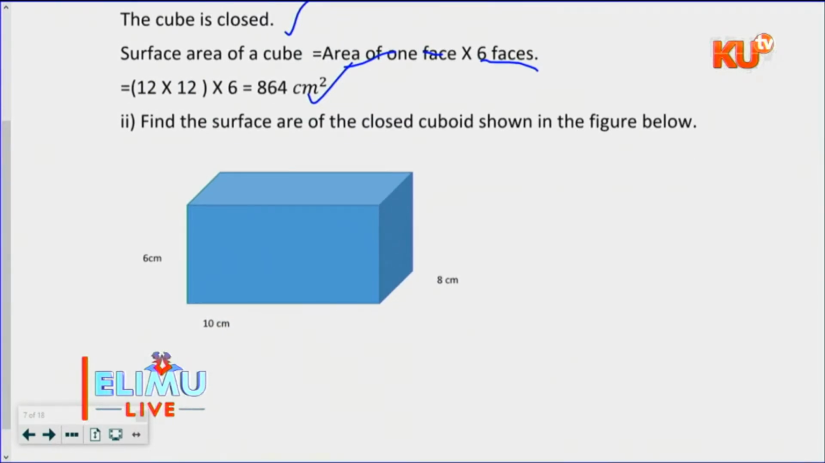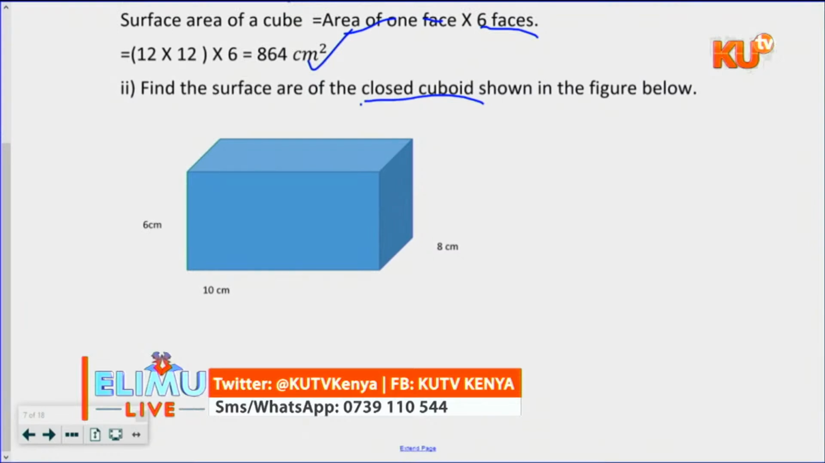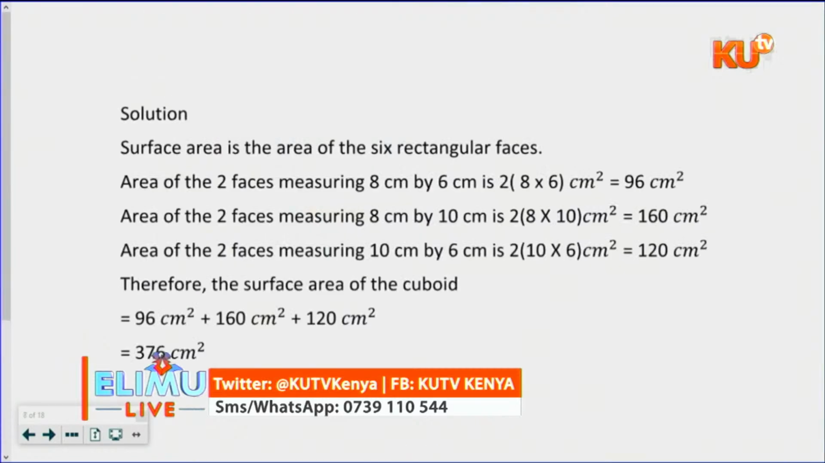Find the surface area of a closed cuboid. And keywords, underline the keywords: closed cuboid, shown in the figure below. The cuboid is closed. What is its surface area? The first thing that should run into your mind: what is the formula of a closed cuboid?